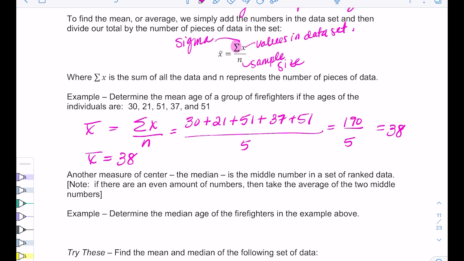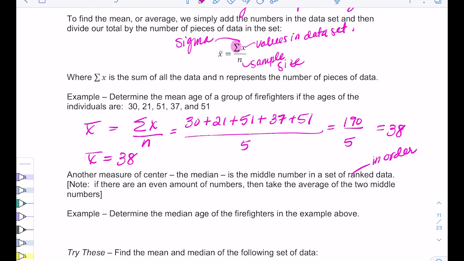Another measure of center we look at is the median. The median is the middle number in a set of ranked data. Ranked just means the numbers are in some type of order. It could be least to greatest, greatest to least. Doesn't matter. All we're going to do once we put the numbers in order is pick out the middle number.